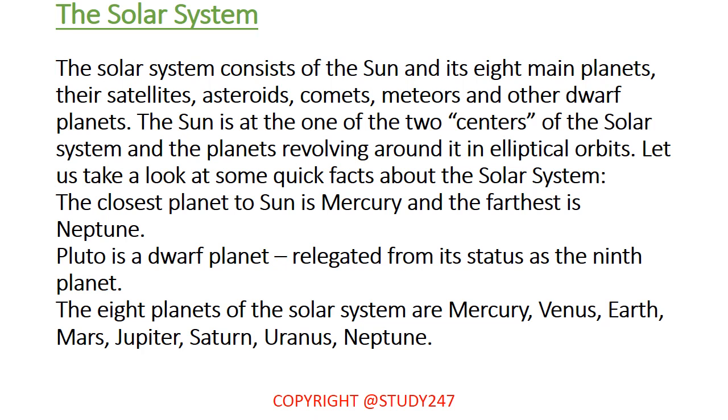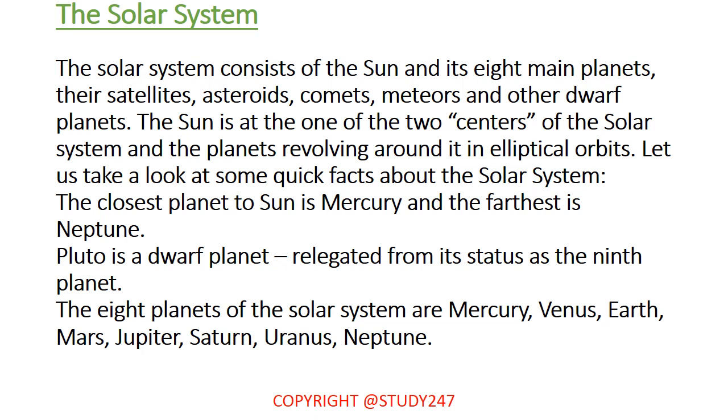Let us take a look at some quick facts about the solar system. The closest planet to the sun is Mercury, and the furthest one is Neptune. Pluto is a dwarf planet, and it is no more a planet, relegated from its status as the 9th planet. The 8 planets of the solar system are Mercury, Venus, Earth, Mars, Jupiter, Saturn, Uranus and Neptune.